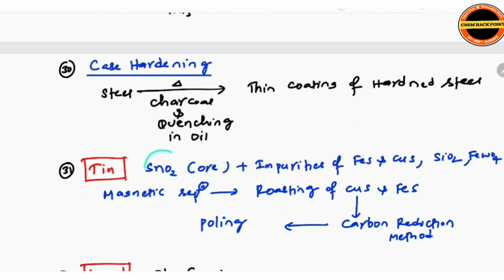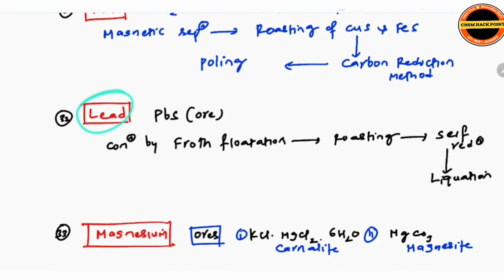Tin: the commonly used ore is SnO2, with impurities of FeS, CuS, SiO2, FeWO4. Magnetic separation is used, roasting of copper sulfide and iron sulfide, carbon reduction method, finally the poling process for purification. Lead: PbS is the commonly used ore, concentration by froth flotation, roasting, self reduction, finally liquation.